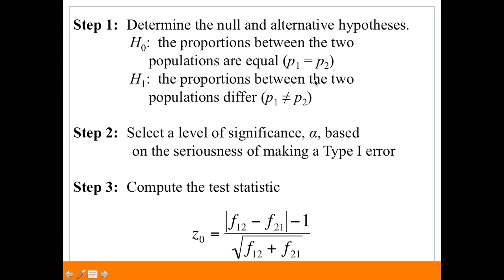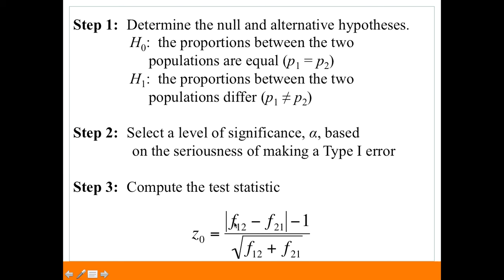The null hypothesis is going to be that the two proportions are equal, and the alternative is going to be that the two proportions differ. We're always going to do a two-tailed test for this particular setup. Then we select a level of significance based on the seriousness of making a type 1 error, and then we compute our test statistic, which in this case is not too bad to set up.